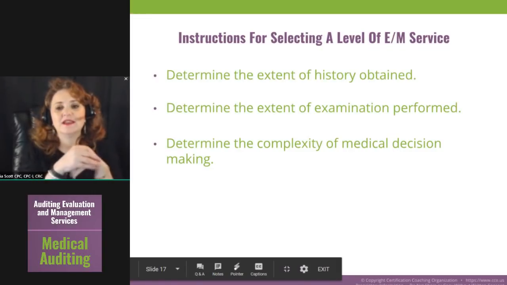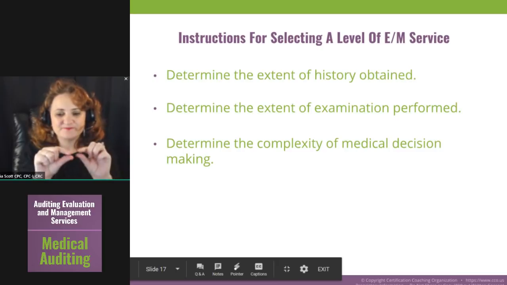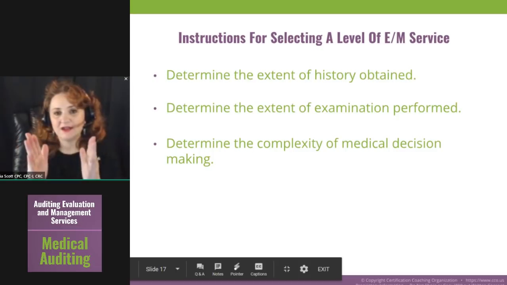Instructions for selecting a level of E&M service. Now, this is the main focus of what we do in evaluation and management. This is where the confusion ends up being. Once you get it, you don't ever lose it, okay? But there is a fine line between going from, for example, a 99213 to a 99214 for an established patient.